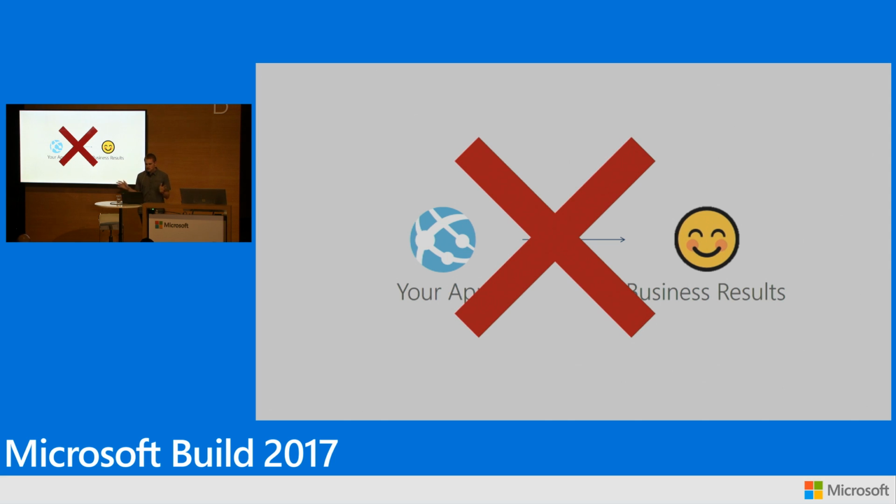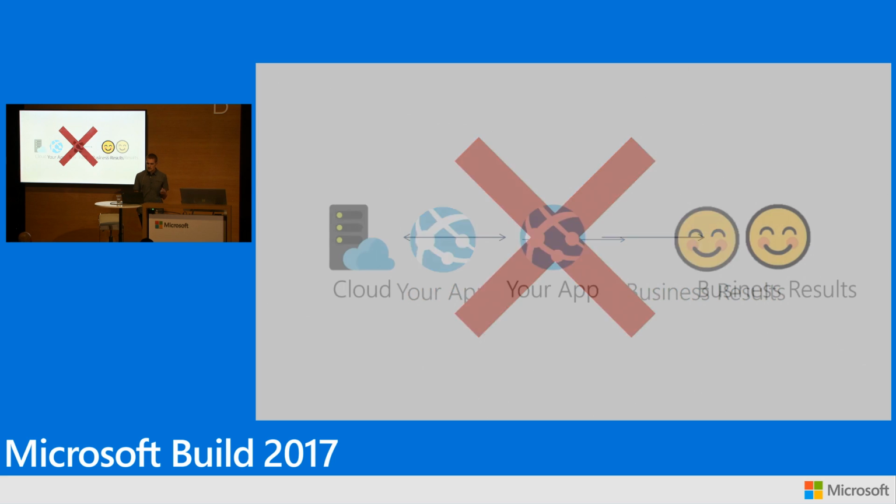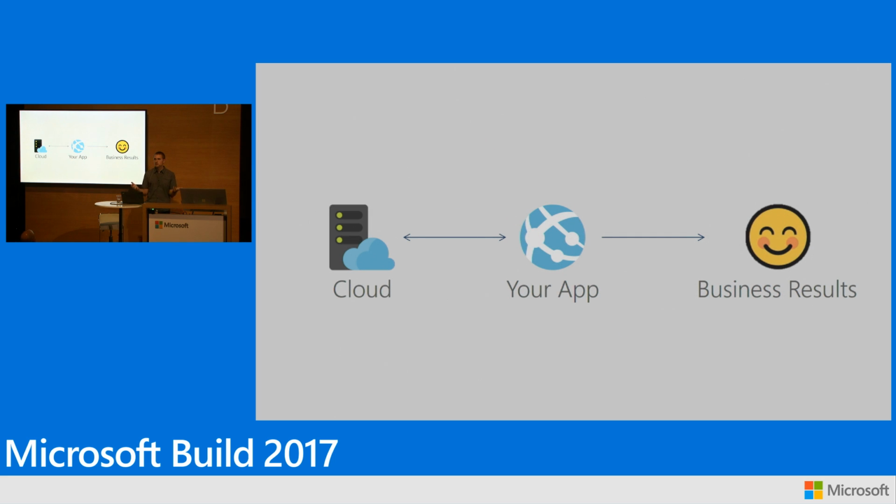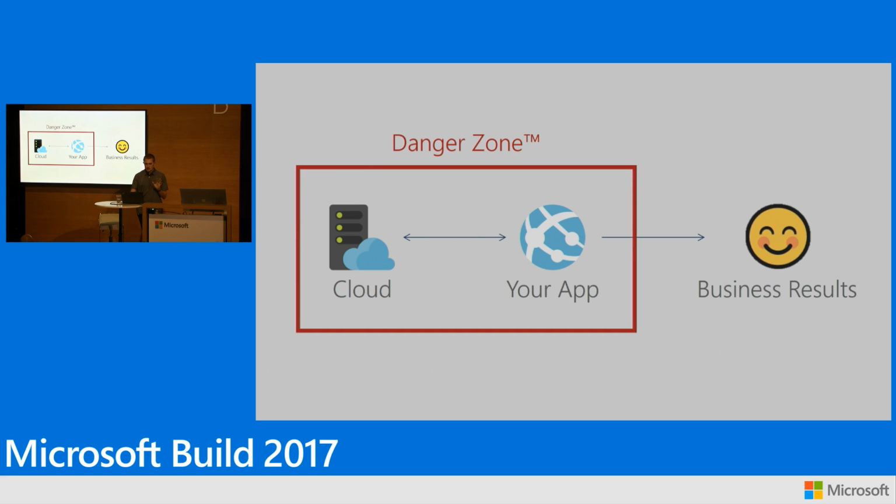There's a bunch of things missing from this picture. The first is that something has to run the code. Code doesn't just work on its own. It needs a runtime, it needs hardware, it needs all these things. And so we have the cloud, and you're going to hear a lot about the cloud. But it's not this simple because the interactions between your software and the cloud are really complex.